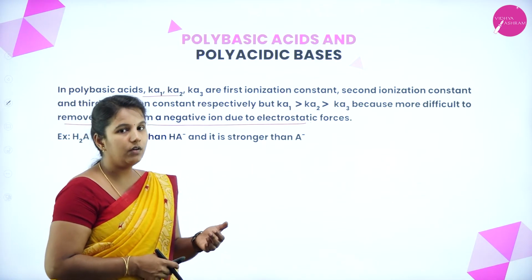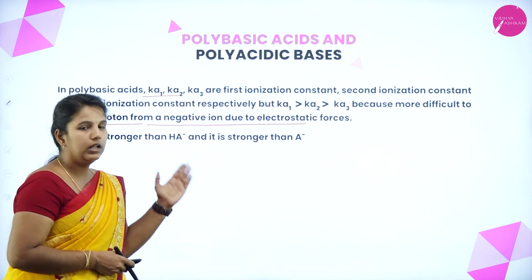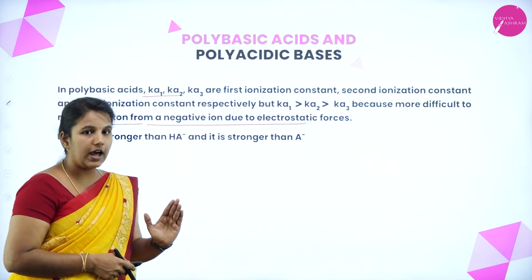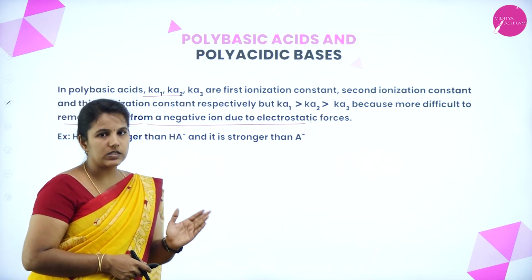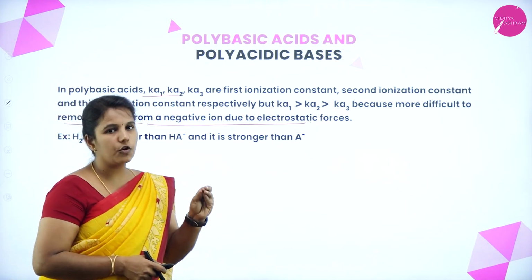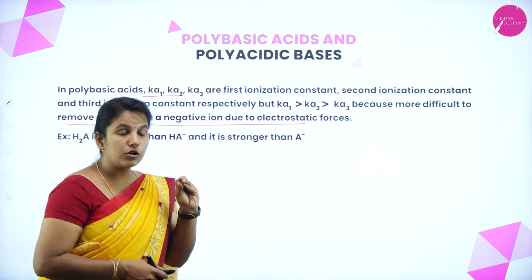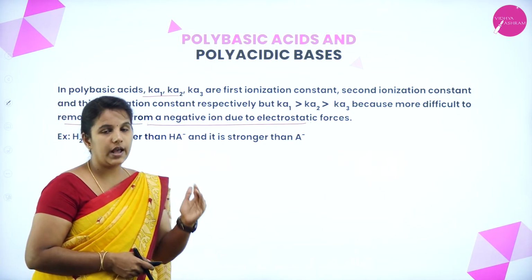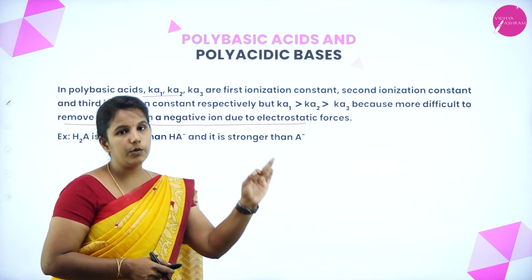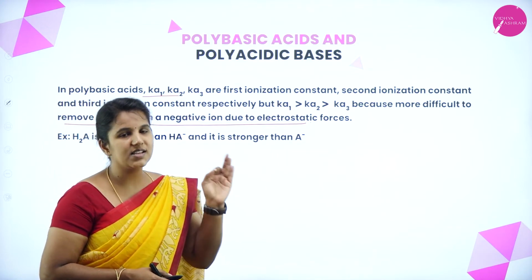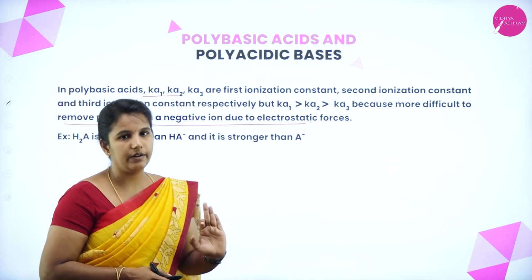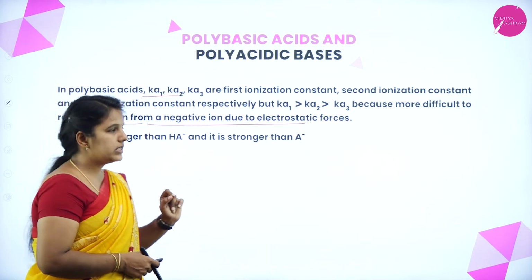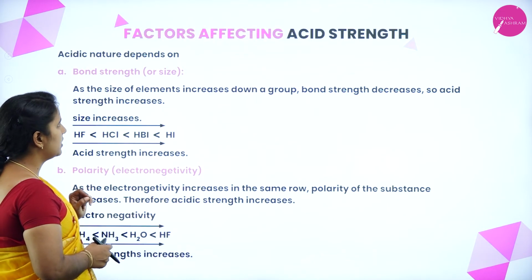So this is how the ionization constants K1, K2, K3 differ from the first one. To remove the first proton is easier, and for removing the second proton it is more difficult, so K2 is much lower than that of the first one. For removing the third proton it is even more difficult than the second one. This is how we can understand polyacidic bases and polybasic acids.